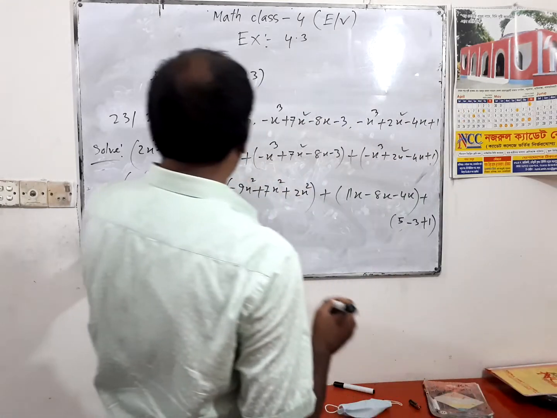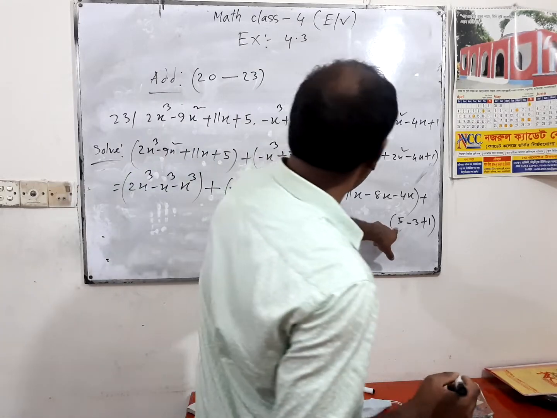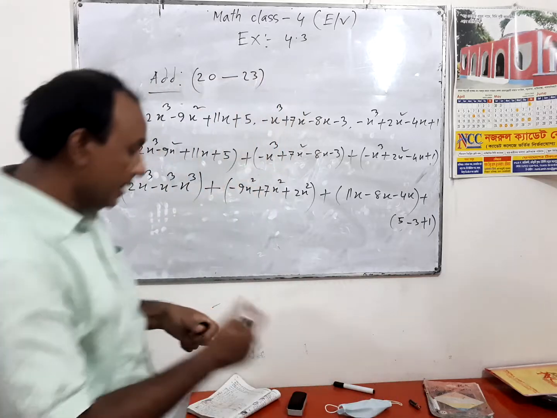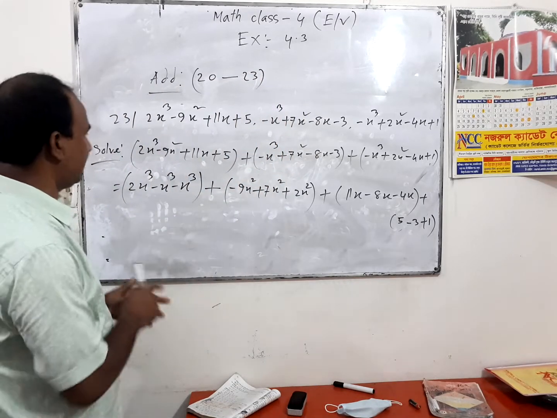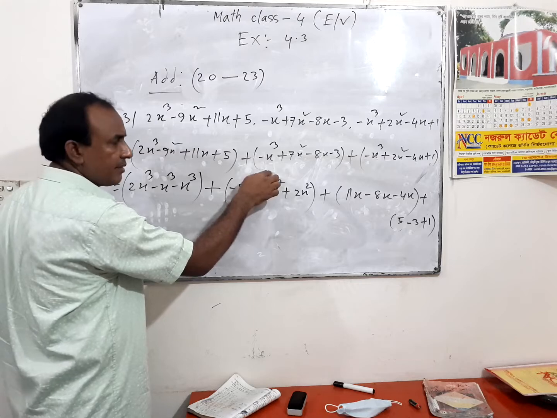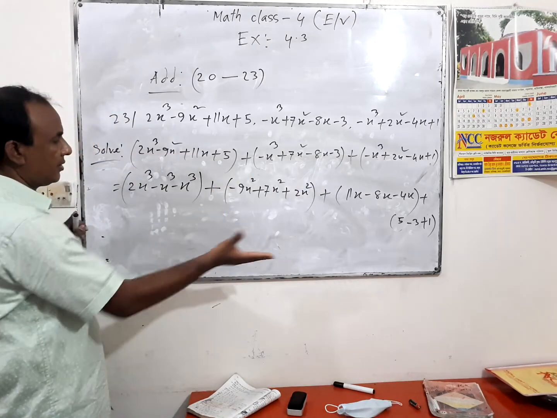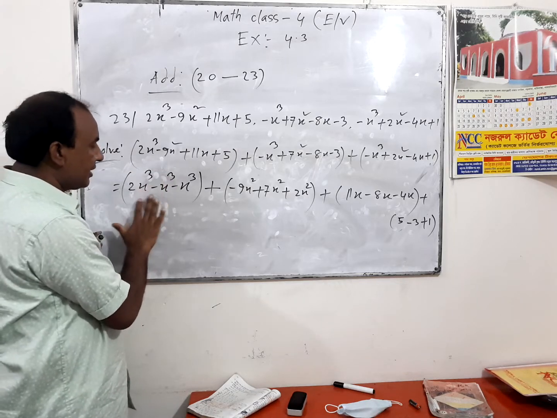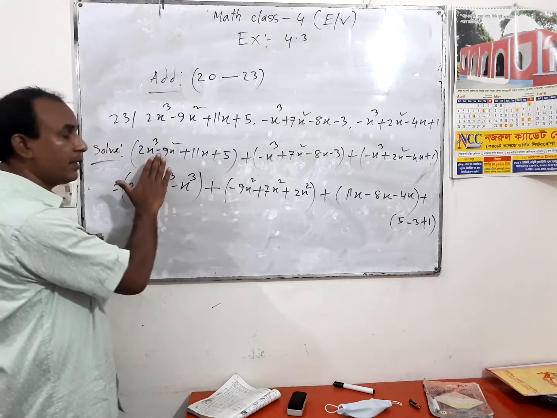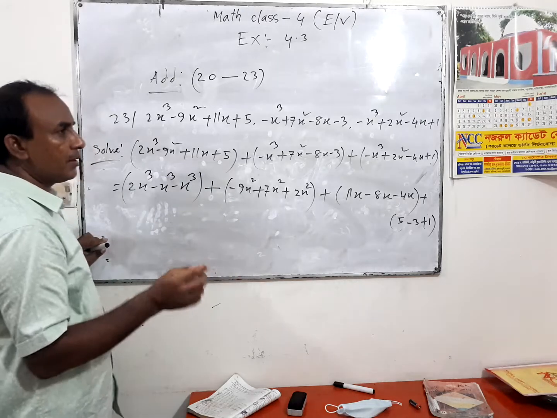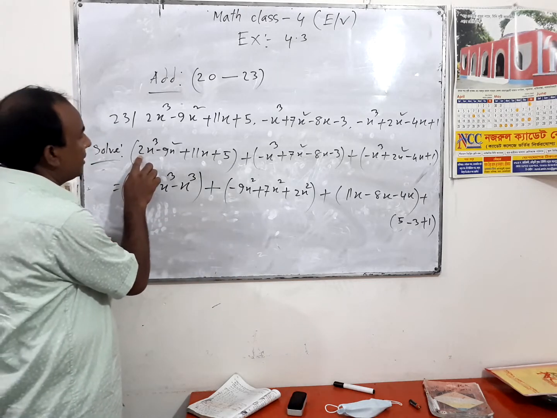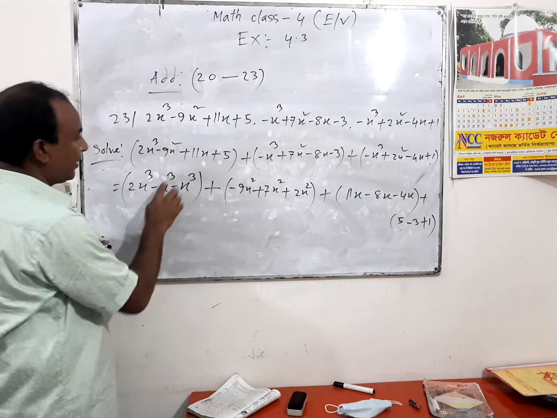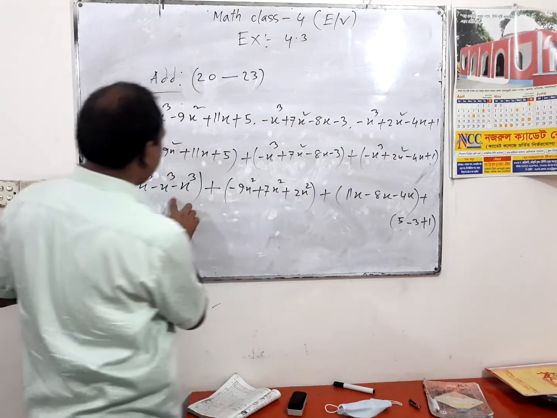Plus 1 plus 5 minus 3 and 1. This is very important for you guys. After arranging the first line for addition, the second line is very important for you guys. In the second line we have to arrange similar terms with sign: 2x cube, minus x cube, minus x cube.